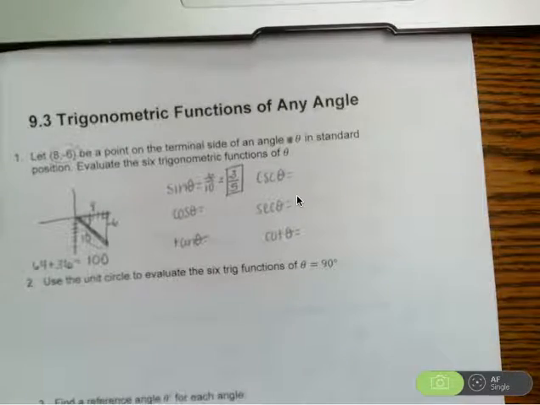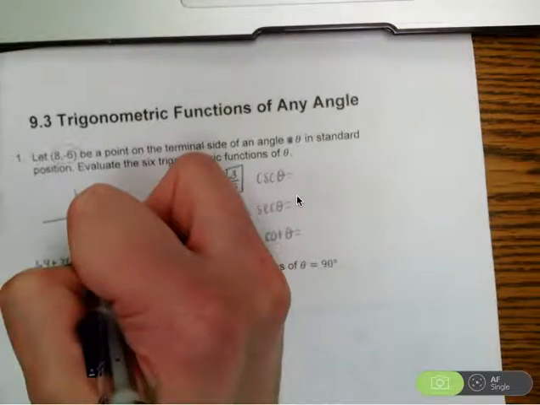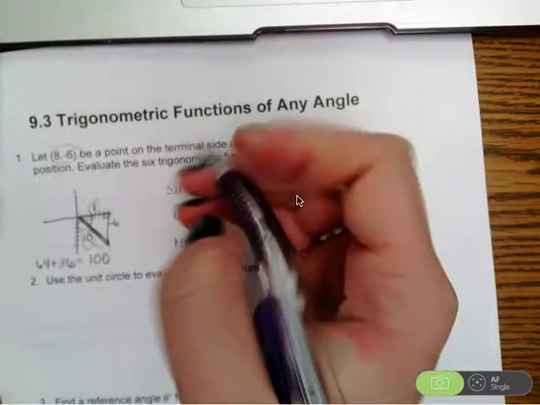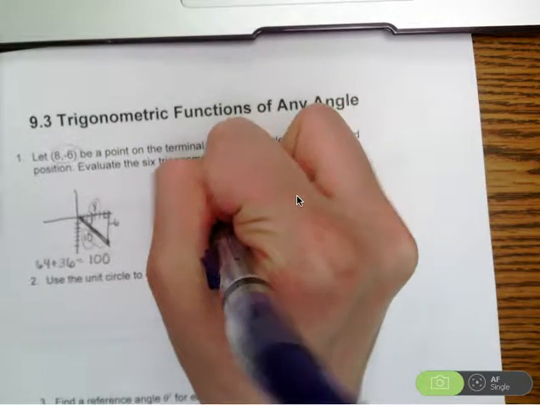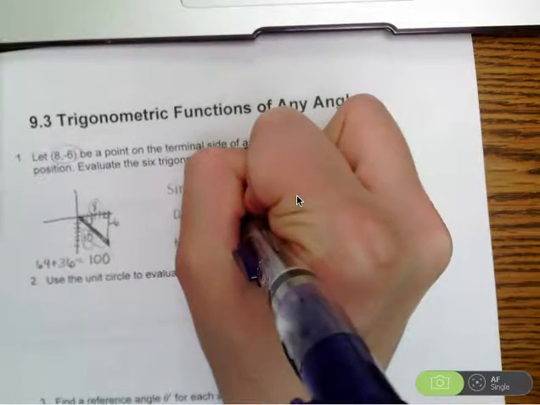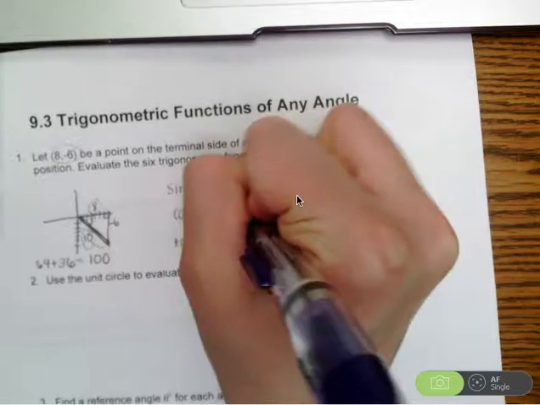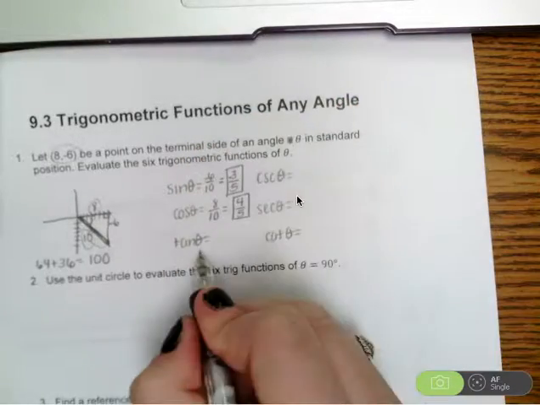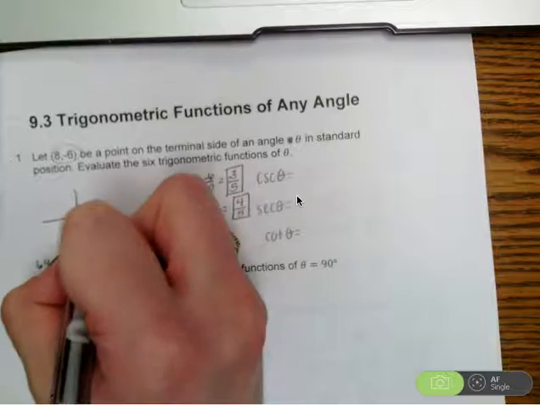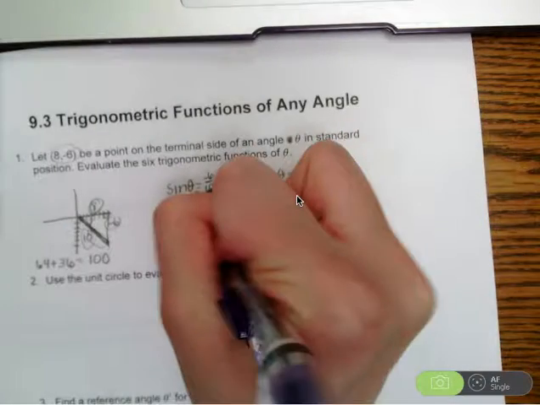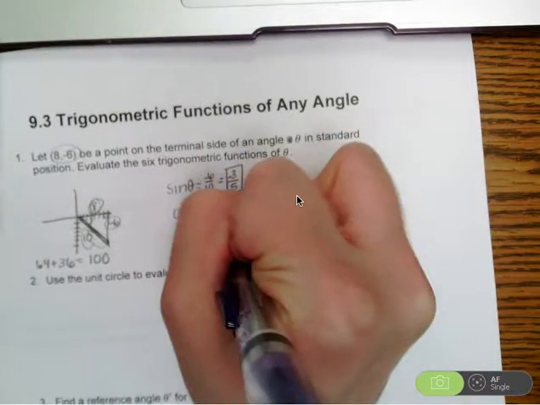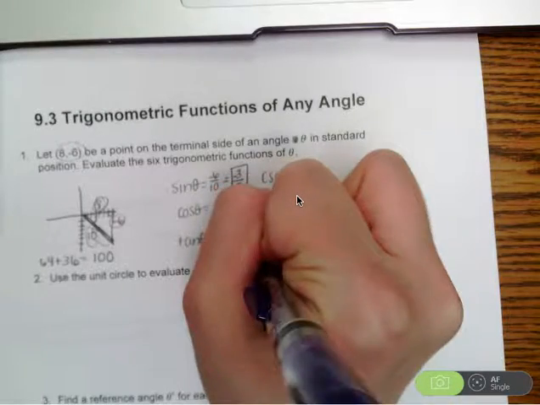Okay, that's important. The cosine is the adjacent over the hypotenuse, so we've got 8 over 10, and if we reduce, divide both by 2, that is 4 over 5. And the tangent is the opposite over the adjacent, so negative 6 over 8, that is negative 3 over 4.